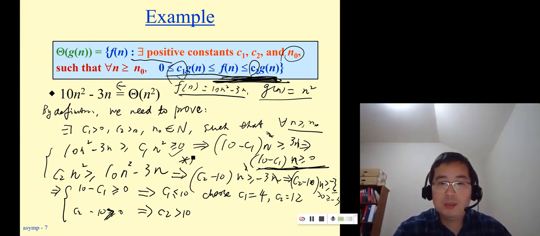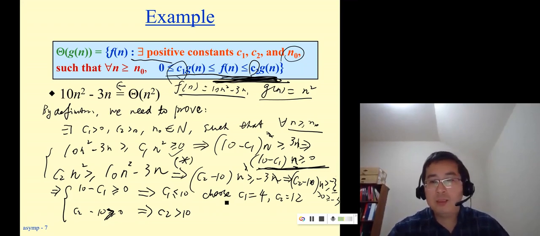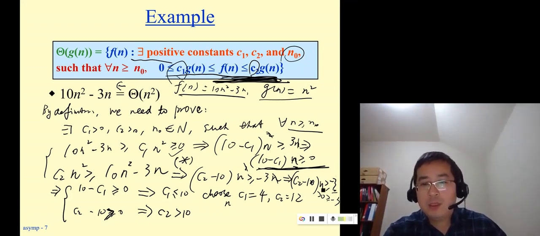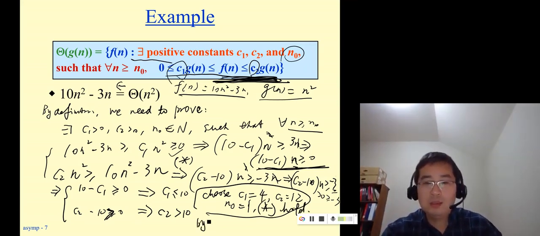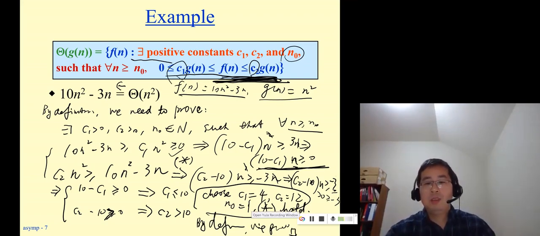Right? And then n, because we don't have any special requirement for n, as long as n is a natural number, that means we can choose n0 equal to 1. Okay, choose this one. So if we choose this one, star will hold. And then you can say by definition we prove. Okay, we prove. So this is the basic idea.